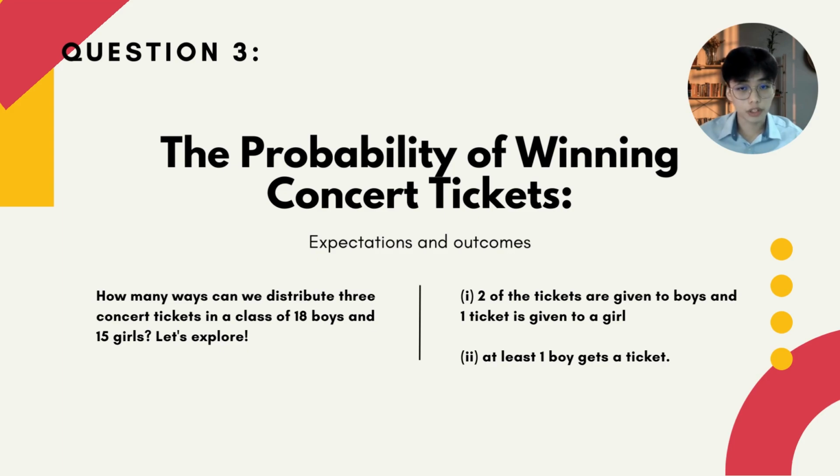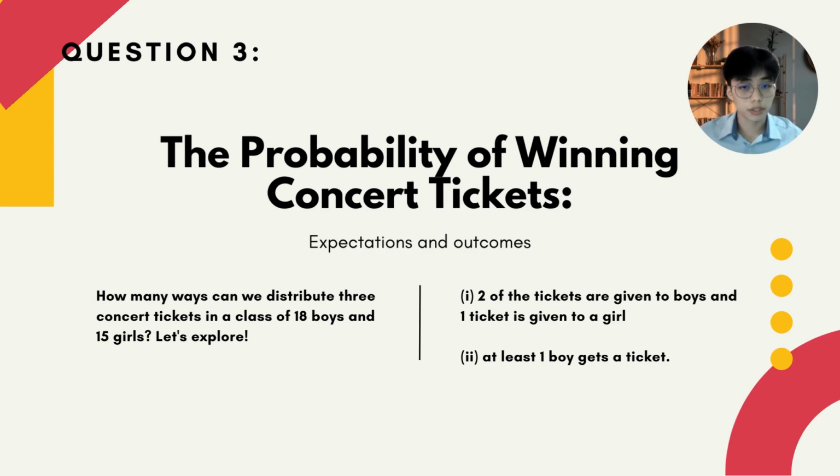Today I am going to continue the presentation on solving probability questions by using combinations. Now let's take a look at question 3. Here's the problem. A school has 3 concert tickets to give out randomly to a class of 18 boys and 15 girls. We need to find the number of ways that this can be done under 2 different conditions.